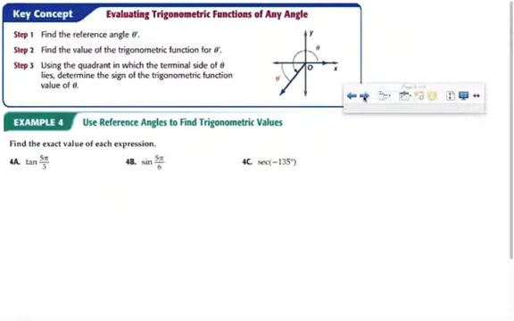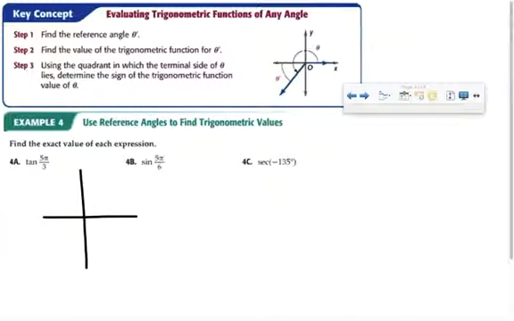So how do I use a reference angle in order to find the trig function of any angle? Step 1, according to our text, is find that reference angle. And then find the trig function for that reference angle. And then we use that thing that I showed you before about advanced students taking calculus to determine the sign of your trig function. All right, so in order to find the tangent of 5 pi over 3, drawing the angle 5 pi over 3 might be a good first step.